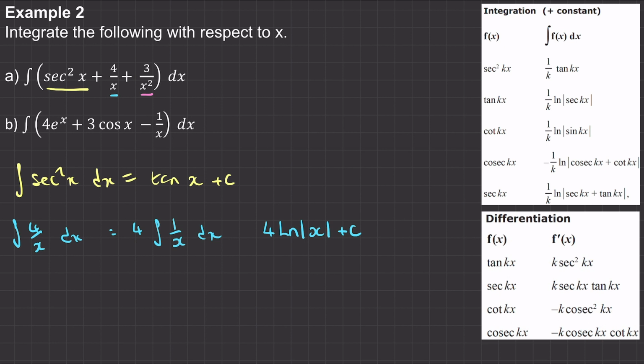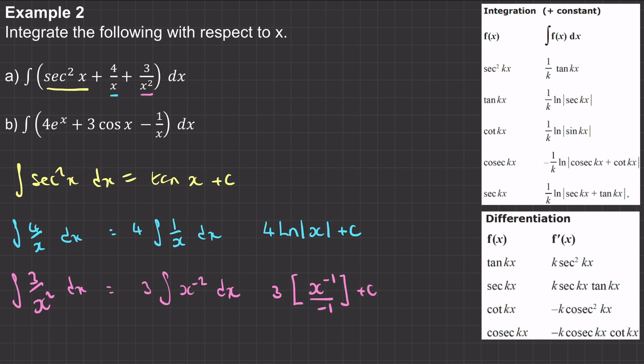And then for the third part, we have the integral of 3 over x squared with respect to x. And just like we did here with the 4, we can move a 3 in front of the integral sign. And we can have this x squared as x to the minus 2. So now we can integrate this by adding 1 to the power. So we have 3 times x to the minus 1, and then divided by the new power.